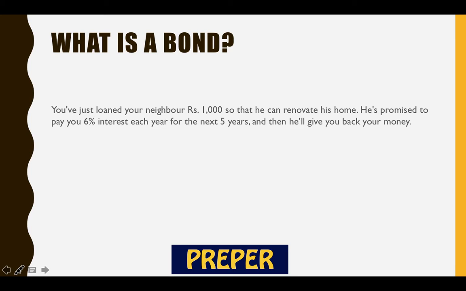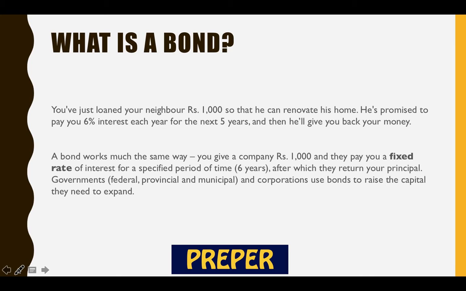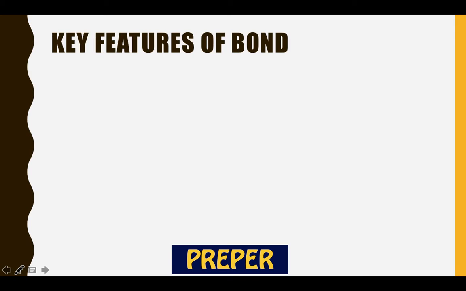Similarly, a company could also raise a bond. A bond works in the same way. You give a company rupees 1,000 and they pay you a fixed rate of interest. So understand that there is a fixed rate of interest for a specific period, after which they return you the principal. Issuers include government, federal, provincial, and municipal. So there are municipal bonds as well. And corporations use bonds to raise capital, which they need for expansion.